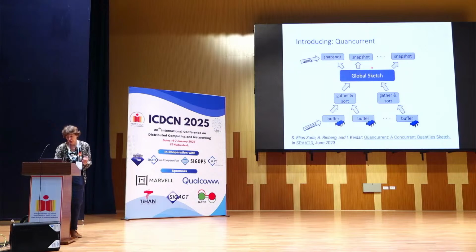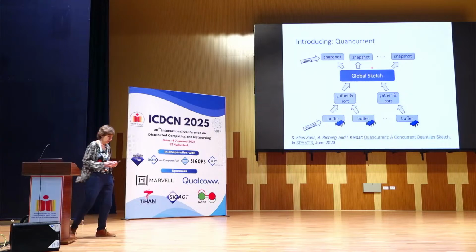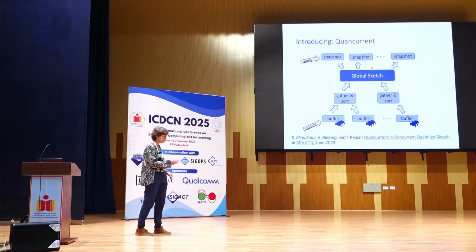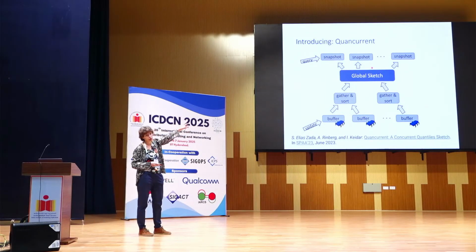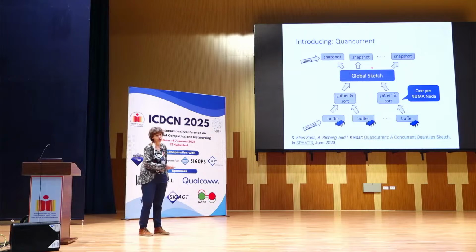But I'm just going to mention briefly that the architecture, this is in SPAA 2023, that we used in order to make it more scalable is to add another layer of buffering. So instead of just merging from the buffer directly to the global sketch, we have an intermediate layer. And this intermediate layer is NUMA local. So we put one in every NUMA node. The threads in each NUMA node synchronize more closely. And then less frequently, we propagate from the NUMA node to the global sketch.